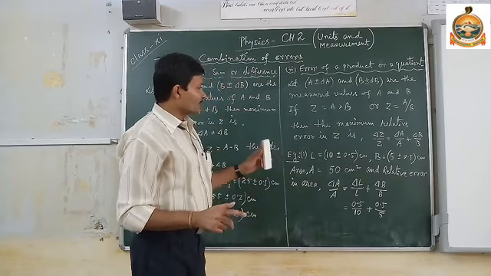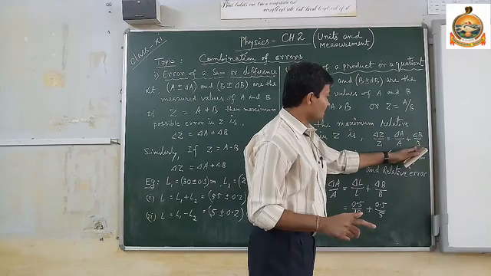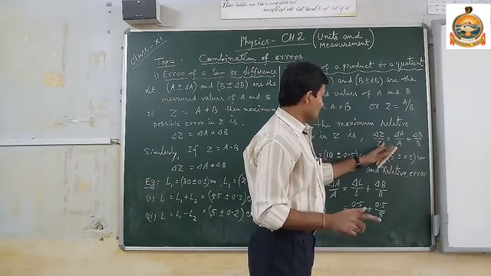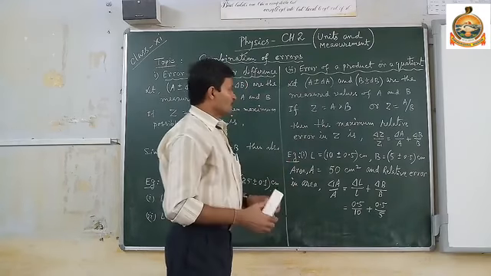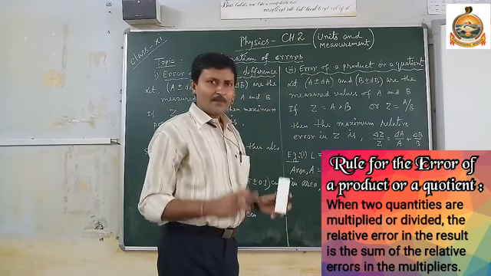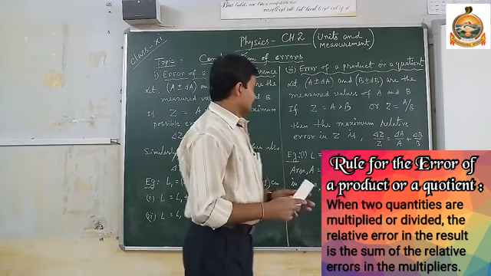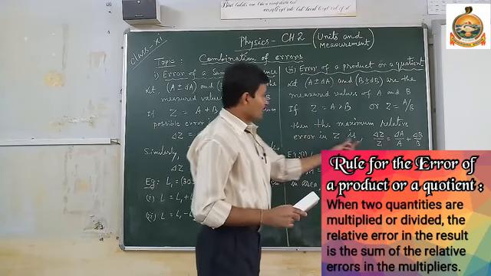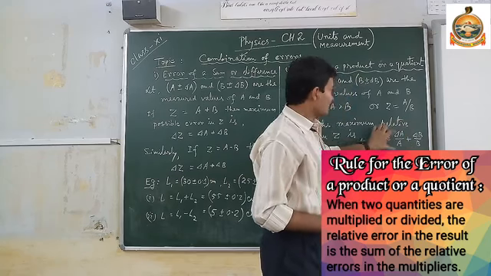The maximum relative error in the product, delta Z by Z, is equal to the relative errors of the individual quantities, delta A by A and delta B by B, added together to give the relative error in the final result. So, what is the rule? When we get the final result either by product or quotient, that means by multiplying or dividing the individual measured quantities, then the error in the final result is the relative error, and it is obtained by adding the relative errors of the individual quantities or individual multipliers.